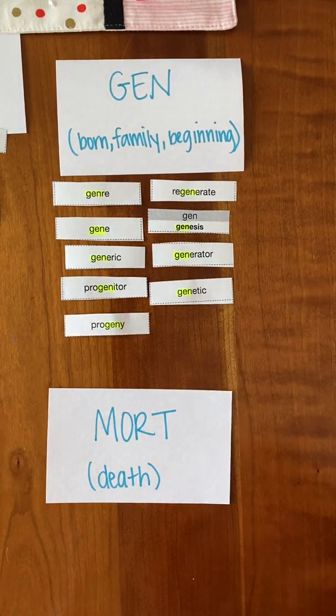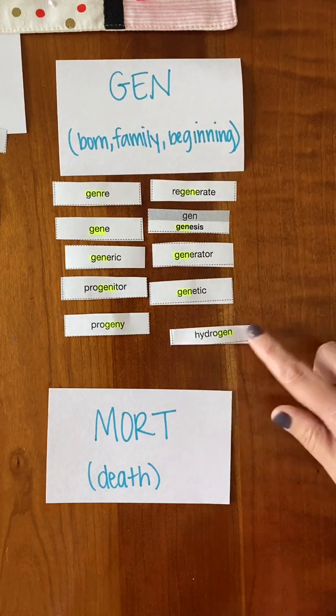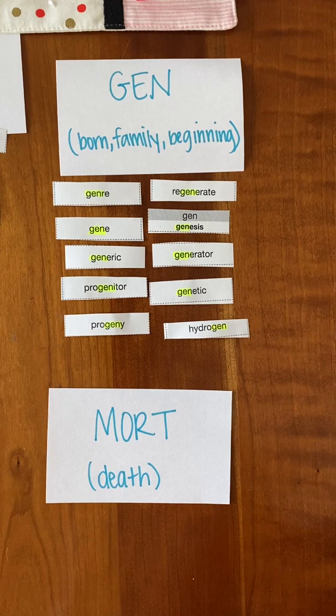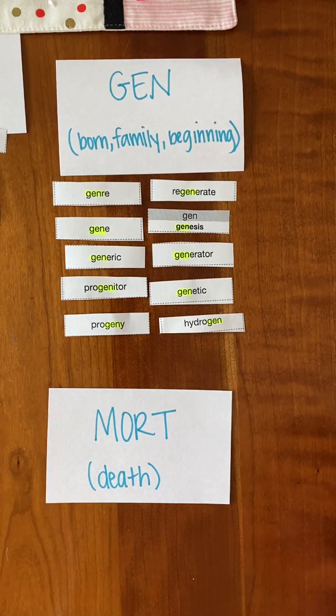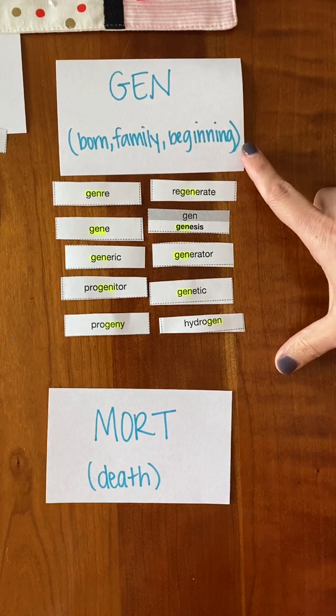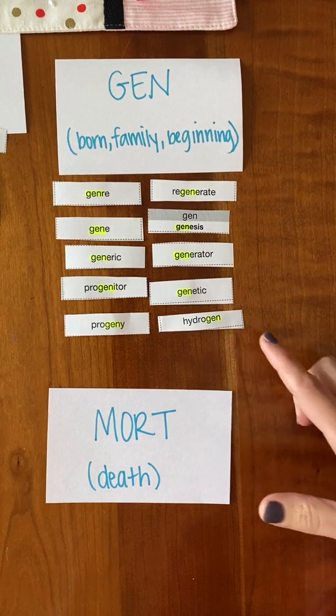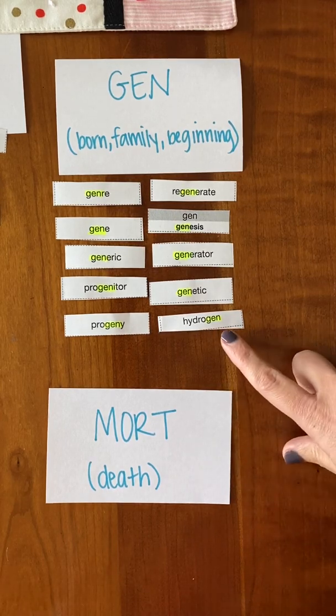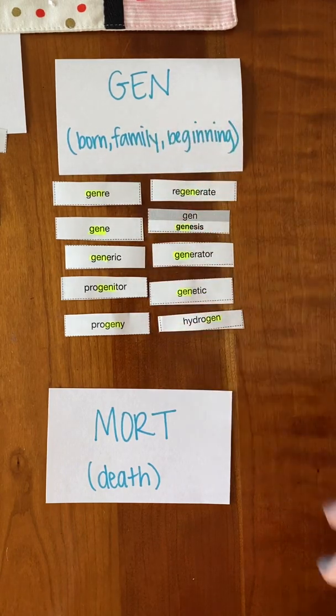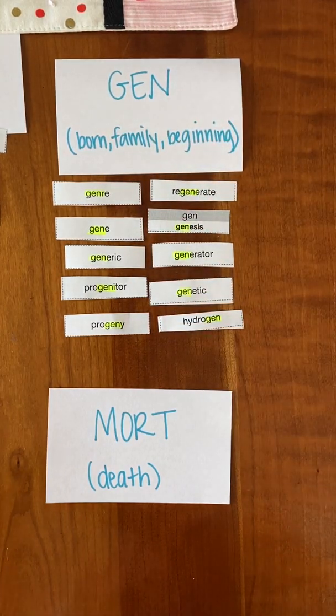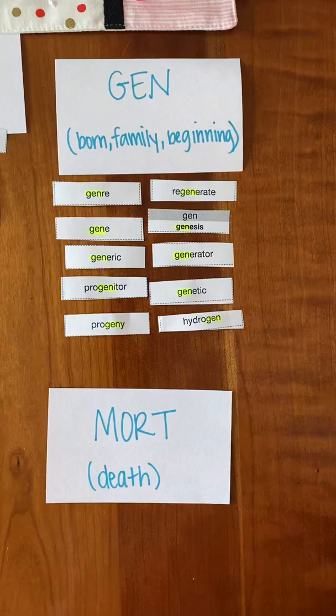We have the word progeny. This is just a person who comes from a particular parent. So again, that family or beginning. And then the last word we have is the word hydrogen. So hydrogen is like the simplest, most common element. It is one of the building blocks of elements. So they use a lot of these to create more things, right? You need hydrogen to create water, and so on and so forth, right? So all of these are words that mean to be born or family, beginning.